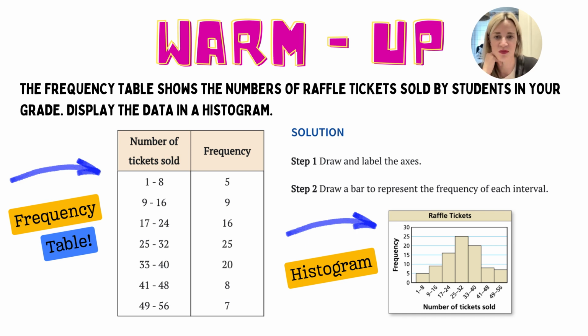The question is to display the data as a histogram, and a histogram is like a box graph. You have an x-axis and a y-axis, and then you make a box to the height where each one ends up. Your first step is to draw and label the axes. In this case, the input is your x-axis, so that is the number of tickets sold, and the output is the y-axis, the frequency. So you draw and label those axes, and then draw a bar to represent the frequency of each interval.